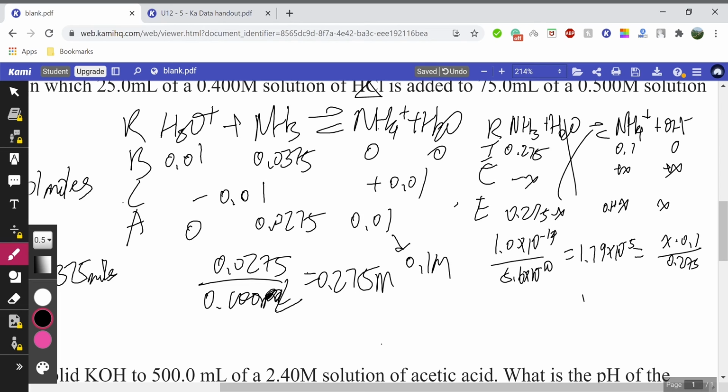Finally, we're going to take the negative log of that, which will give us 4.3. So negative log of our x solution is going to be 4.3. But that is a pOH because we're using a base. So we're going to do 14 minus 4.31 actually. 14 minus that, which will give us 9.69 pH.